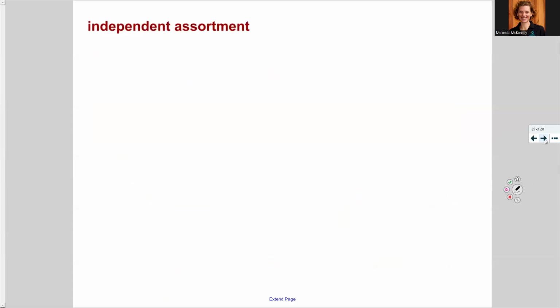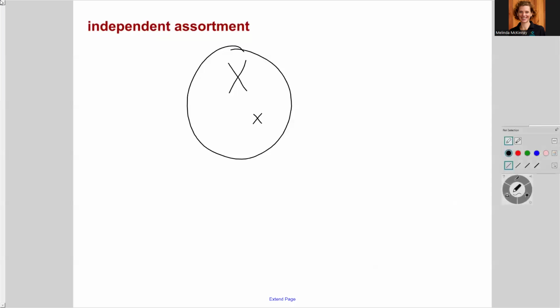Oh, and then for independent assortment, okay, I've got two more slides. For independent assortment, it's going to occur twice. The way that the chromosomes line up in metaphase is random. So with the homologous chromosomes, you might get both of the chromosomes from the maternal side on one side, or you might get them on opposite sides. So there's one example of how it might be oriented.